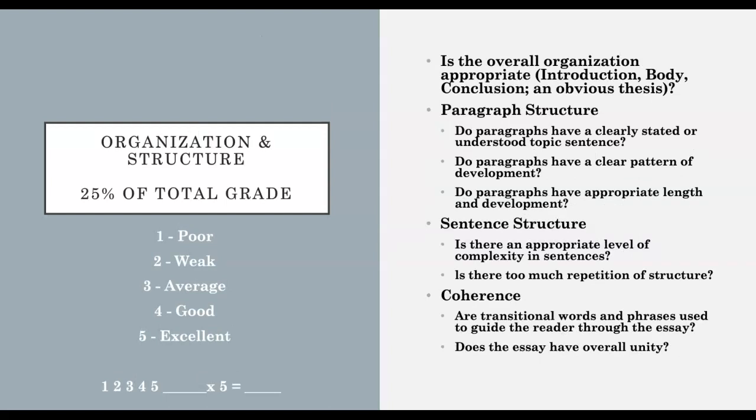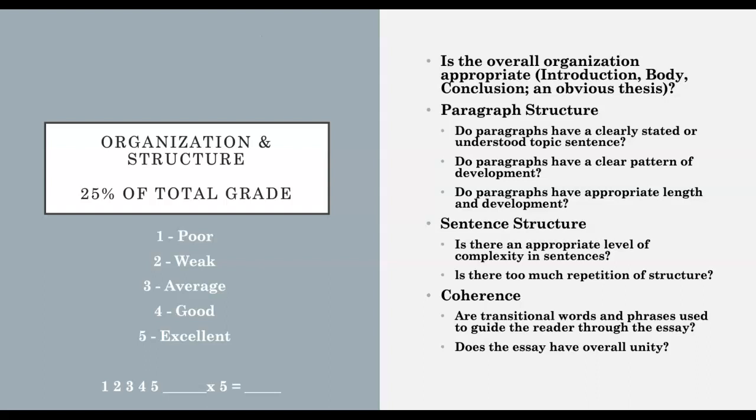The next part, which is 25%, is organization and structure. So I look that you have an intro, body, conclusion. I want to see an obvious thesis statement. Although thesis statements can also be understood, so you may not have necessarily one sentence, but it might be a combination, so the reader knows the direction of the essay. I look at paragraphs. Have you understood the topic sentence idea in paragraphs? And then do you develop those paragraphs?